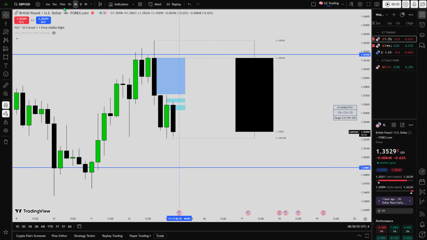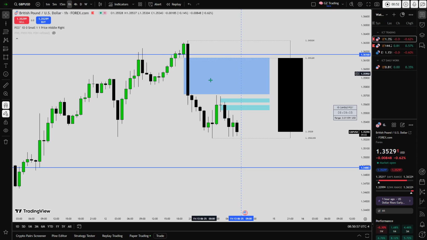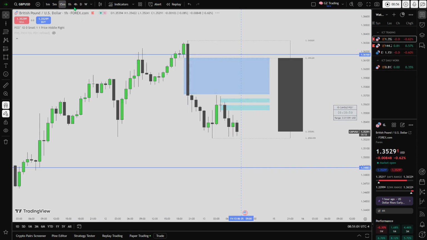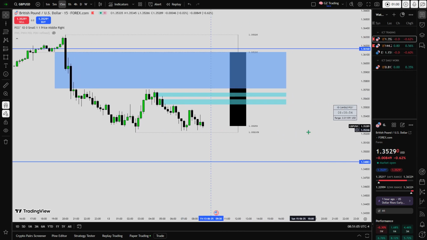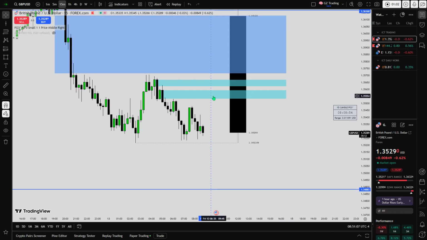So I'm going to look for shorts, and I'm either going to short at this 1 hour fair value gap or at these 15-minute order blocks, if the market gets there and gives us a pretty valid setup. They're in a lighter blue because they're a bit more unsure than the 1 hour. The 1 hour always gives me more confidence.